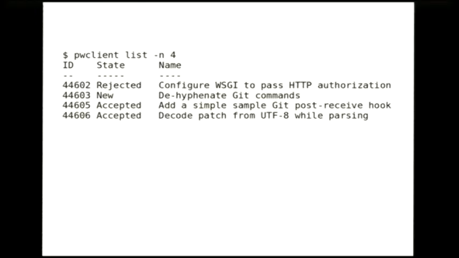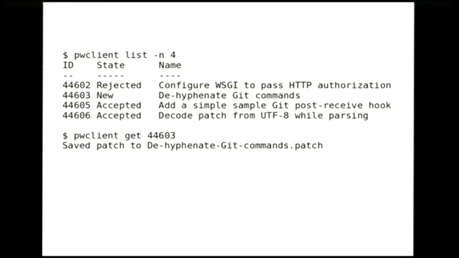So we have a sort of Git-style subcommand thing. pwclient list will give us a list of some of the patches in our current project. In this case, we're seeing four patches: one rejected, one new, two accepted. So that gives us a way of seeing what patches are outstanding for a particular project by looking at just the new ones. And then we can use that to possibly feed into scripts for reviewing or whatnot on our local machine.